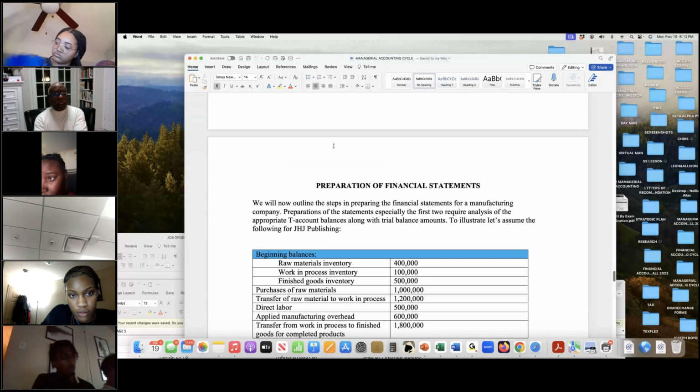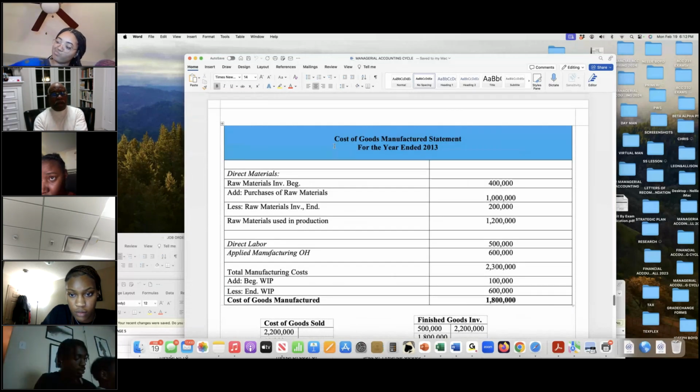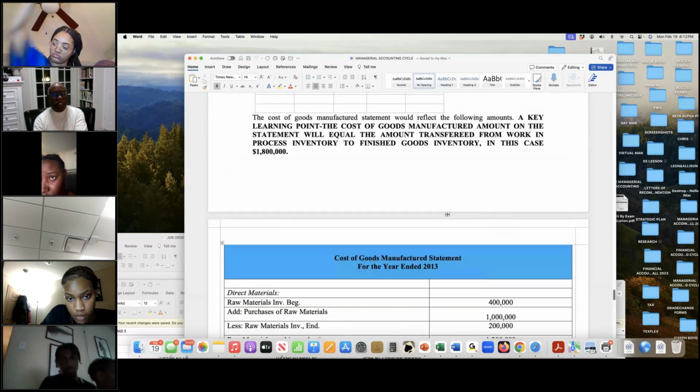And the statement is nothing to be afraid of: raw materials, labor, and overhead, as we gathered up the cost of making it this time period, this term. So this is what we'll be going through all of this week with an example.